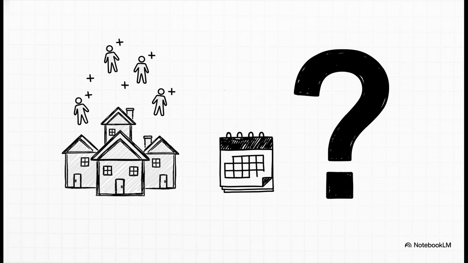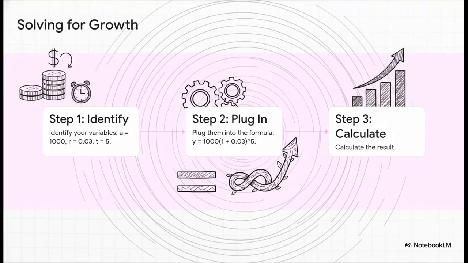Okay, let's put this tool to work. We've got a small town, starts with a population of 1,000 people, and it's growing at a nice steady 3% every year. The big question is, what's the population going to be in 5 years? Okay, let's just plug in the numbers. Our starting amount, A, is 1,000.